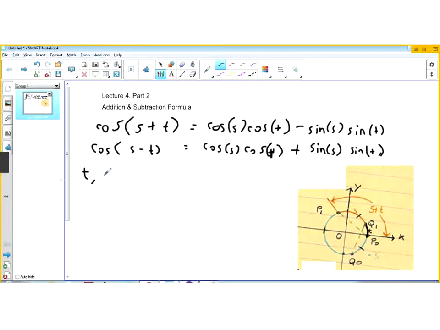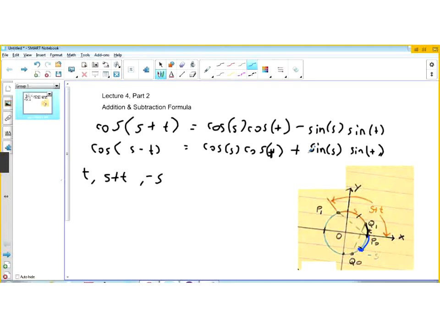Okay, s plus t denotes the sum of the arc lengths s and t on this circle, and we'll take this to be the unit circle. And then note minus s, the distance minus s. Let me accentuate minus s. Minus s will be that distance right there.